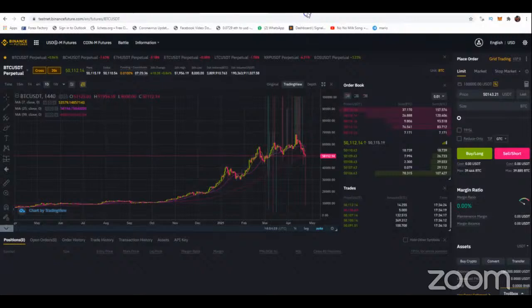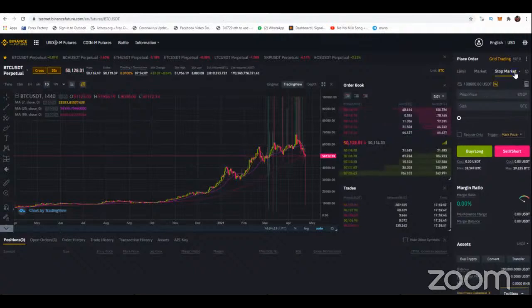And we have different types of limit orders, which you're going to get to see very soon. We have different types of limit orders and stop market orders right here, and we are going to explain them very soon.